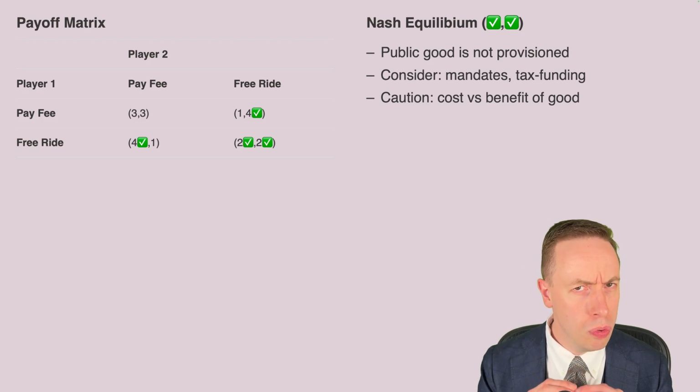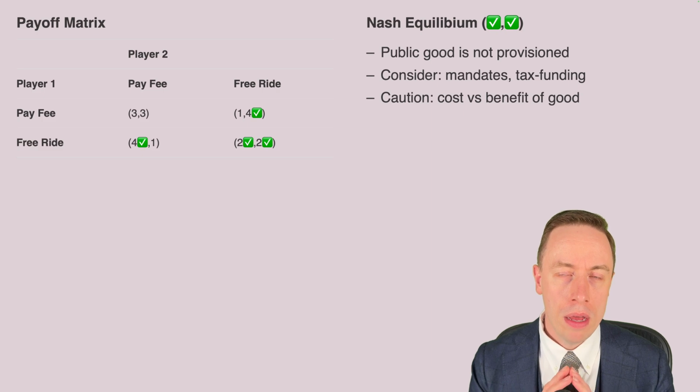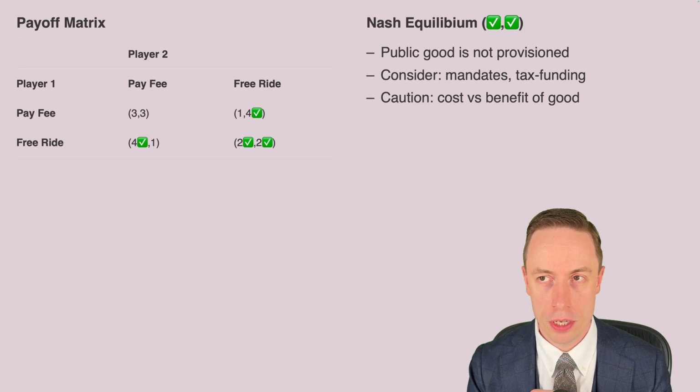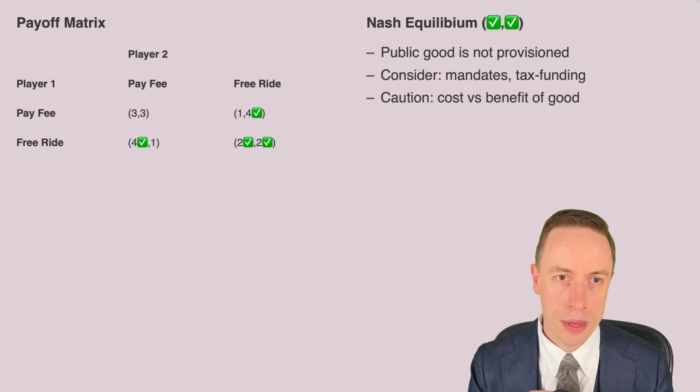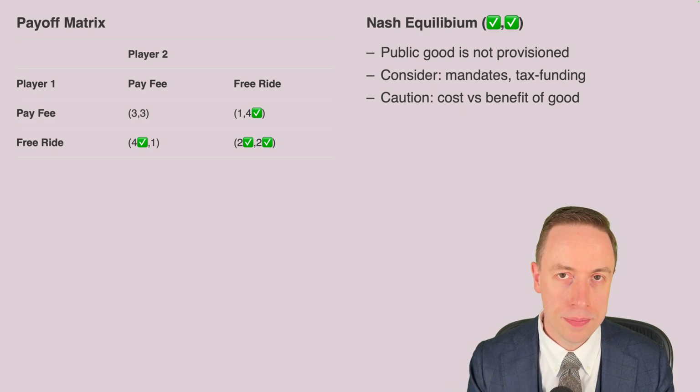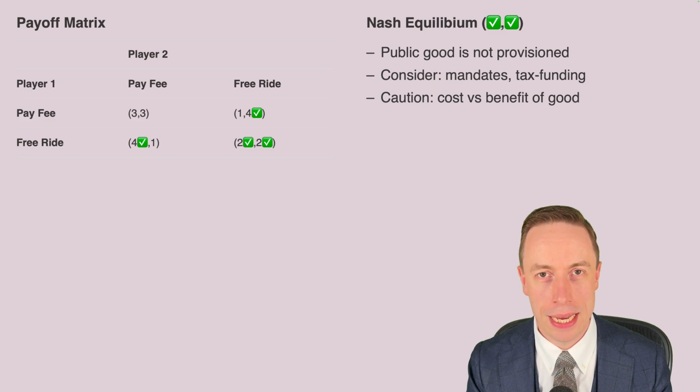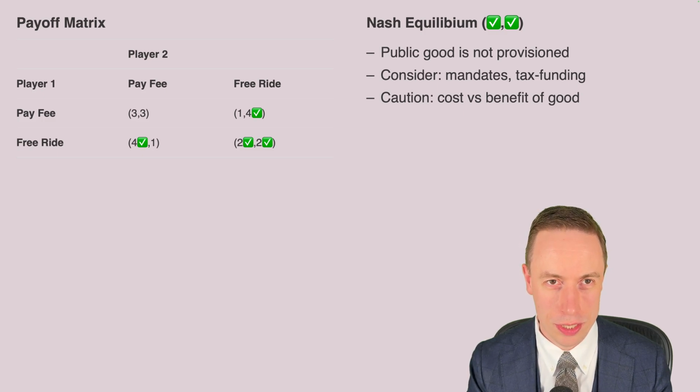Now, one word of caution here. It is true that public goods represent a type of market failure, and that you can fix this market failure through mandates or tax funding. But just because a thing is a public good doesn't automatically mean that the benefit exceeds the cost. So you still want to do that cost-benefit analysis. Is it even worth it to have a tornado siren?